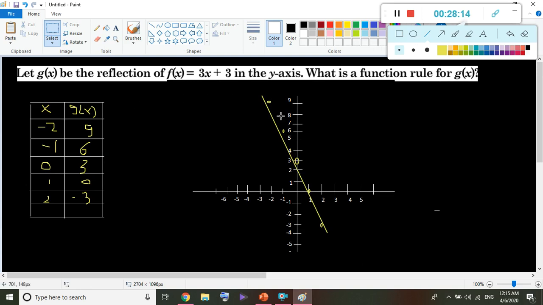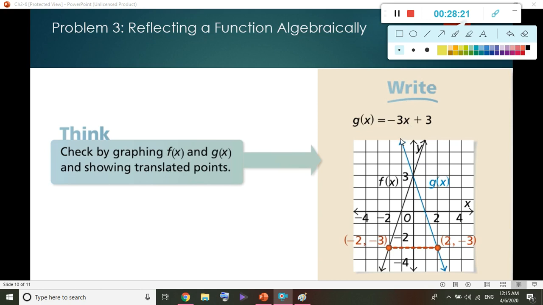Now to find the original one here, you're going to also plug in some values for x so you can find what is f of x. Let's see it together now. Here, we graphed this one, which is the reflection. But originally, this is the original one, which is f of x. Now you can see that this is the reflection here. This is the point of reflecting. Check by graphing f of x and g of x and showing the translation points.